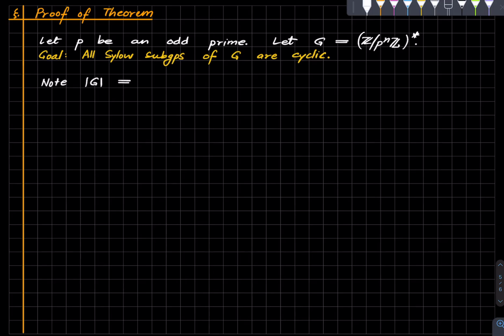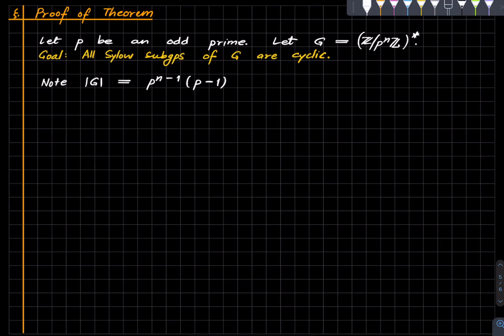Okay, so first we note: what is the cardinality of G? The cardinality of G is p to the n minus 1 times p minus 1. That's the cardinality of G. So there is a Sylow p subgroup of this size, and then there are some other primes, all of them smaller than p, and you have Sylow subgroups corresponding to those primes.